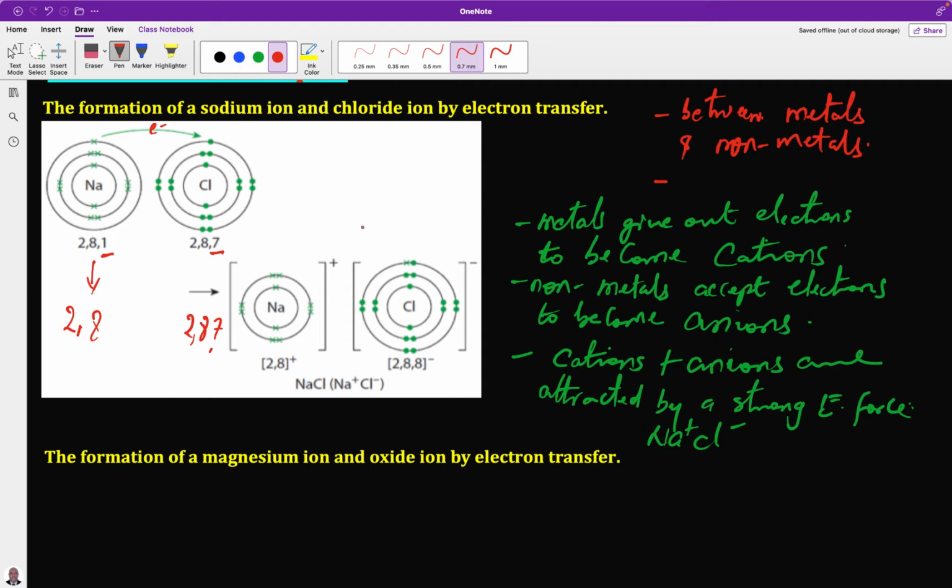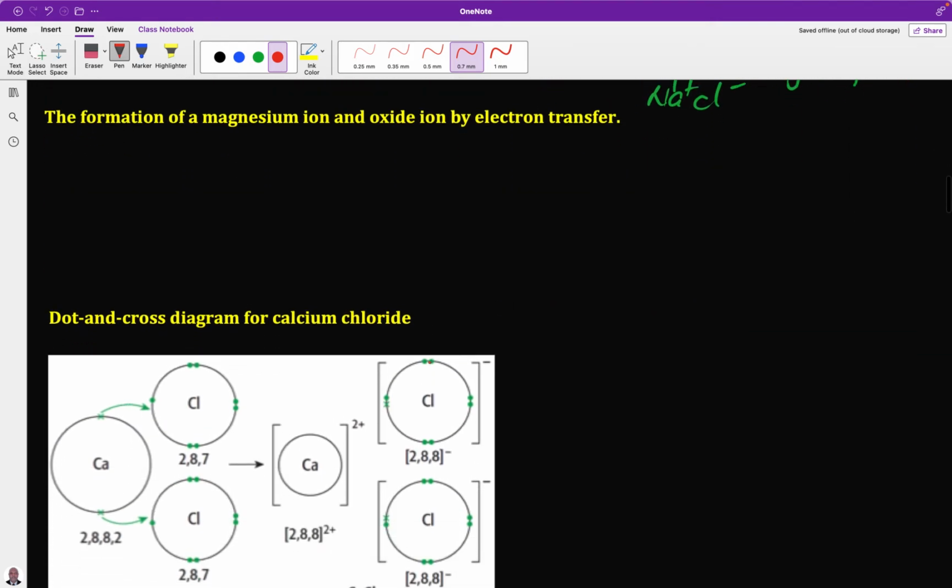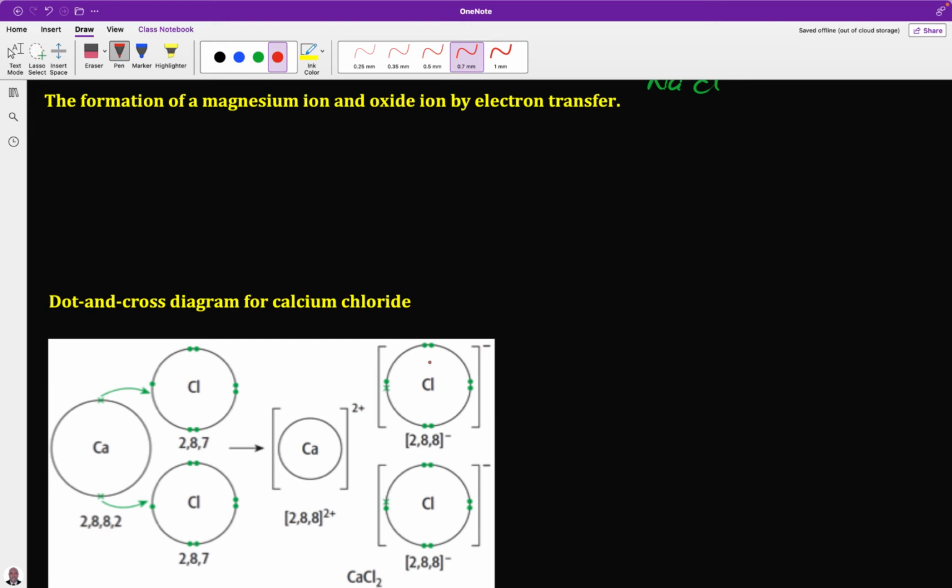Then secondly, the metals that give out the electron will achieve a positive charge. The non-metals will achieve a negative charge. And this is how it is represented. Another example of this is the formation of magnesium ion.